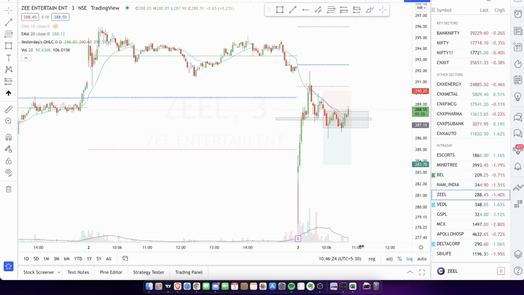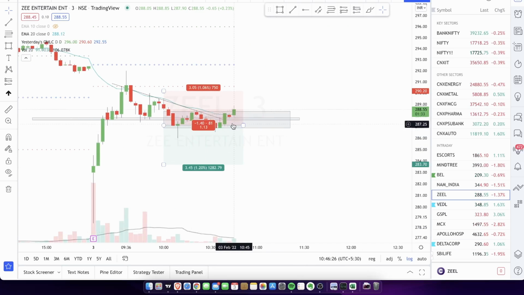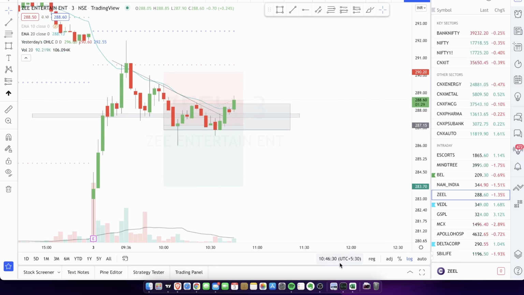This is how ZEEL is looking. If this one does give a close above this, I'm going to manually close the trade.